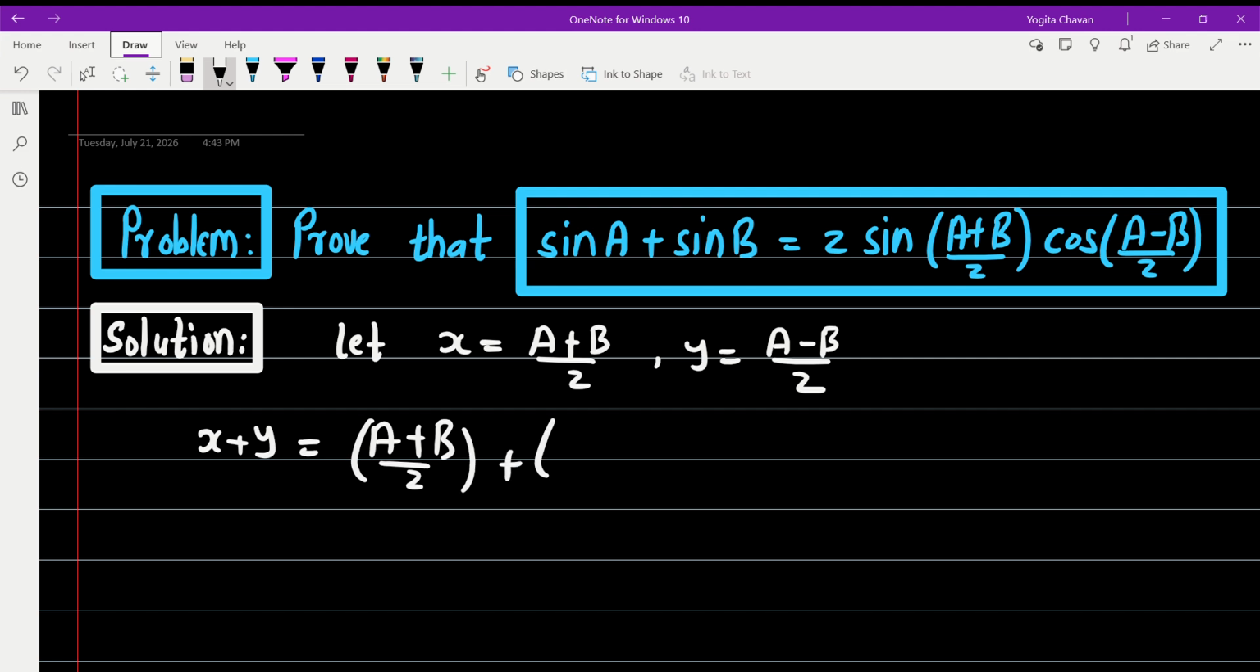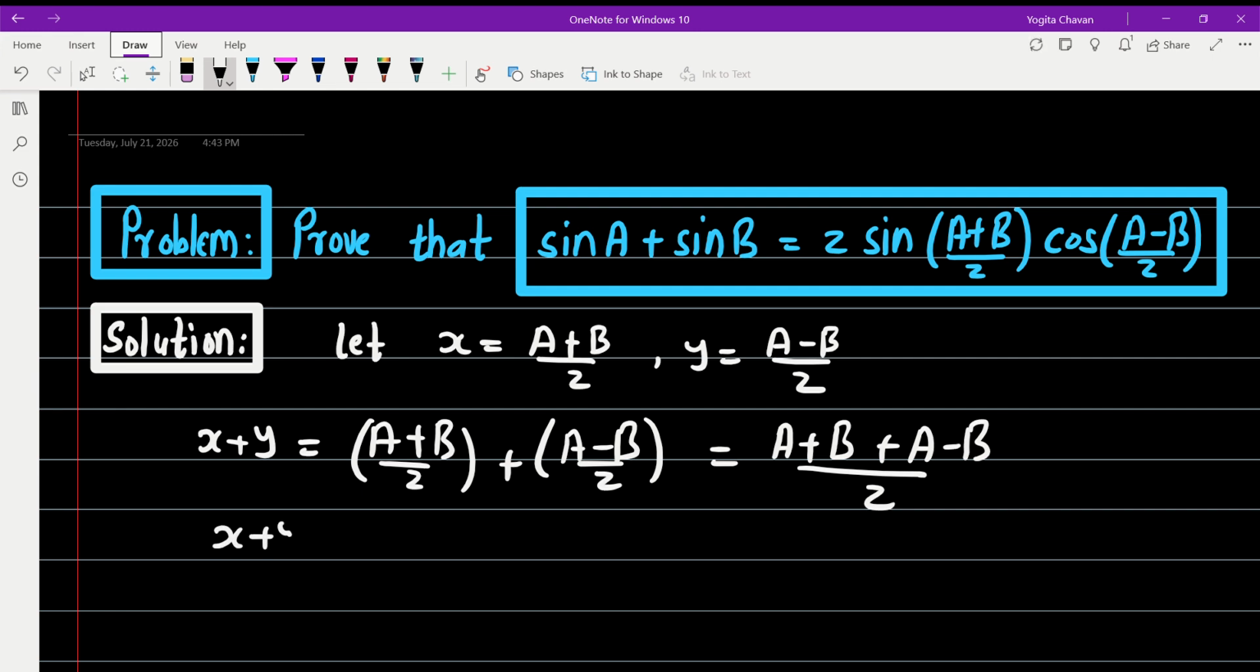plus (A minus B) upon 2. So this is equal to (A plus B plus A minus B) upon 2. Now A plus A is 2A, and 2A by 2 is A, and B minus B cancel. So x plus y is equal to simply A. Okay, this is the first observation.